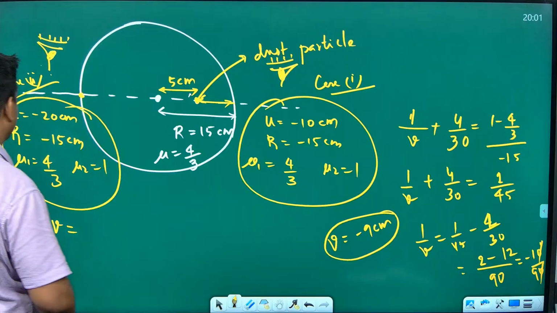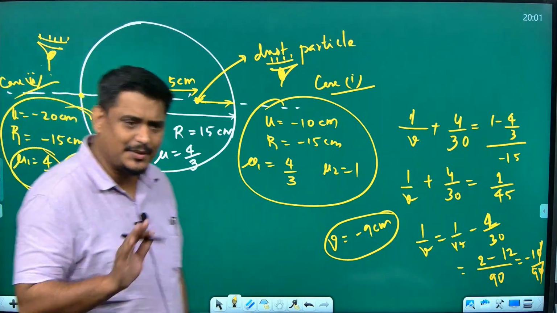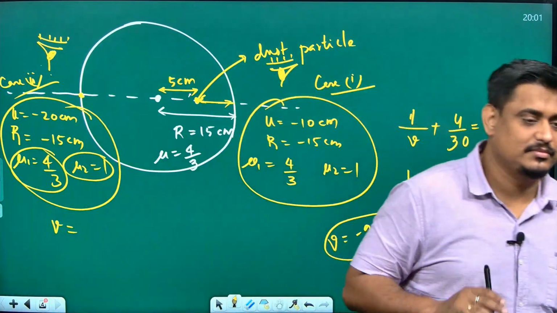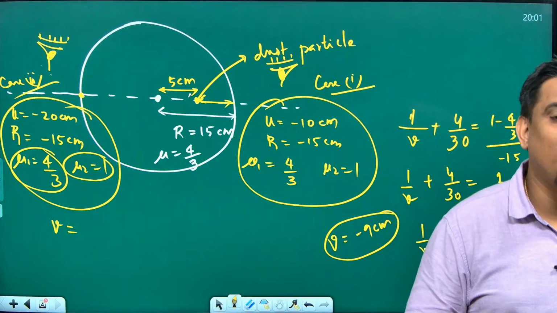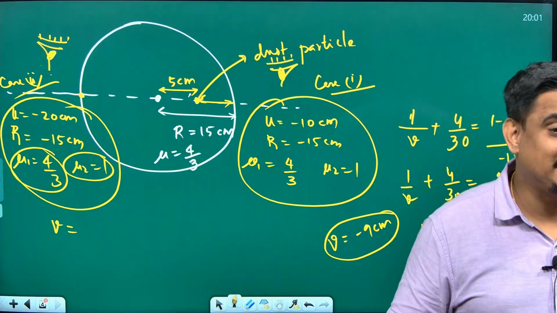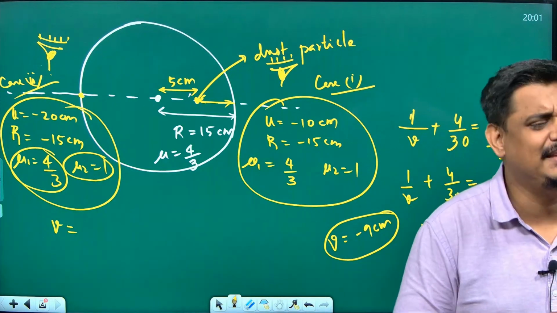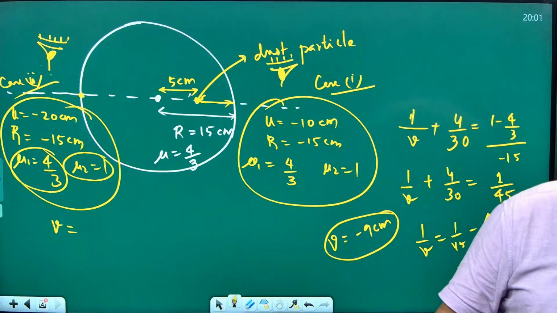Please check yours. Same way, when you put the value of mu 2 and mu 1 here and solve, you will get an answer. I will not do that now. You do it later. But I hope you have understood the problem. Don't always expect the question to come with V given, U given, R given, find the answer. It will not happen like that. Take the next question, then you will understand how the question is coming.